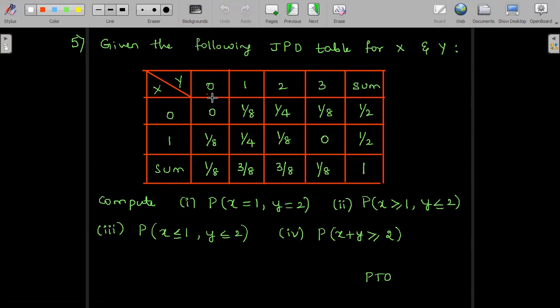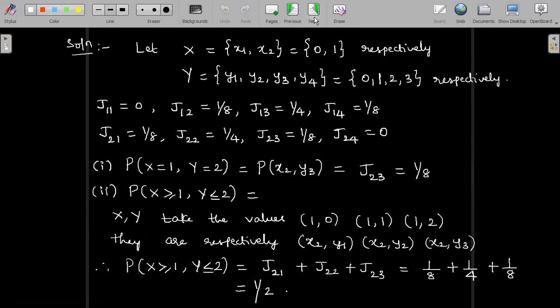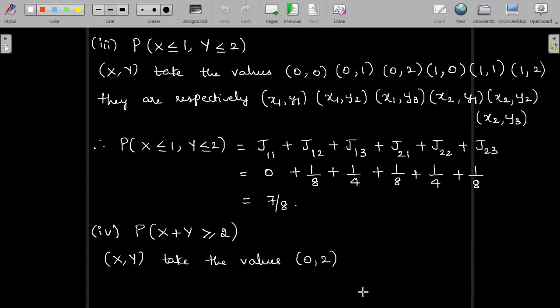Then 1 comma 0 is not considered because 1 plus 0 will give us 1. X plus y is not greater than or equal to 2. That is why we are not considering 1 comma 0. Then 1 comma 1 we have to consider, sum is equal to 2. 1 comma 2 we have to consider. 1 comma 3 we have to consider. So keeping all the values of x and y in mind, we are able to write down these coordinates. Sum of these should be greater than or equal to 2. So 0 comma 2, 0 comma 3, then 1 comma 1, 1 comma 2, and lastly 1 comma 3. So these are the respective values.